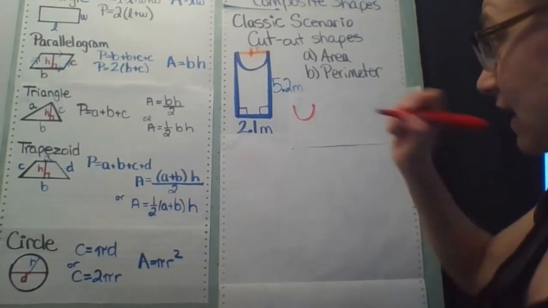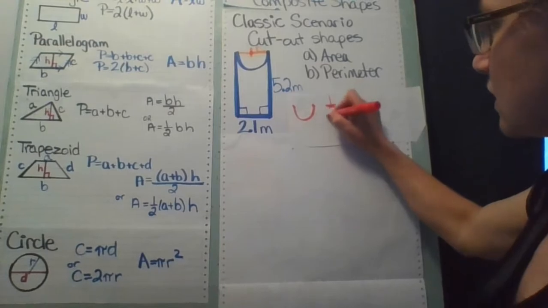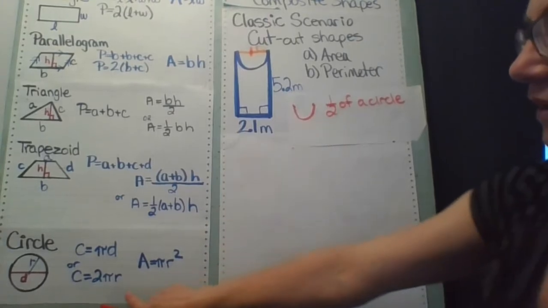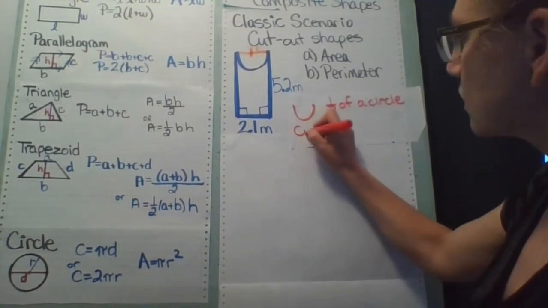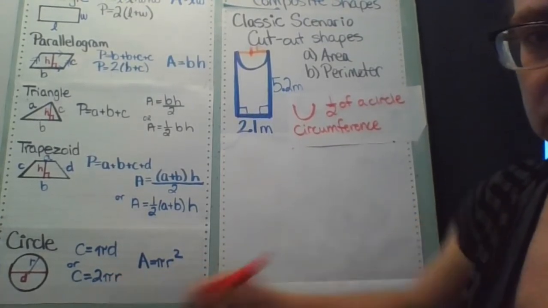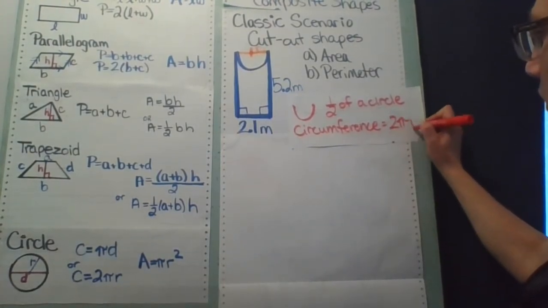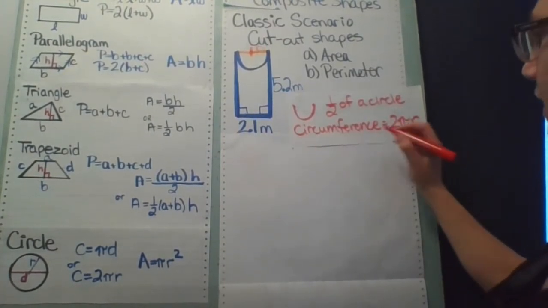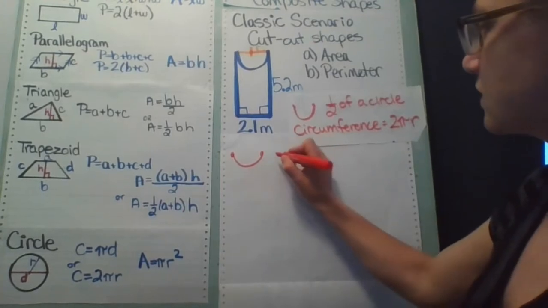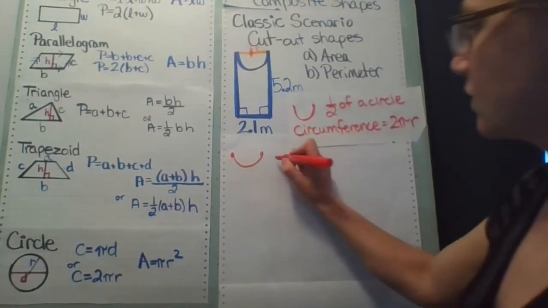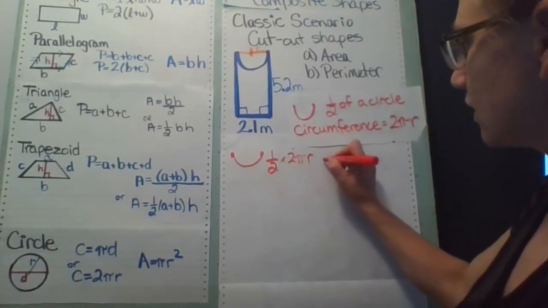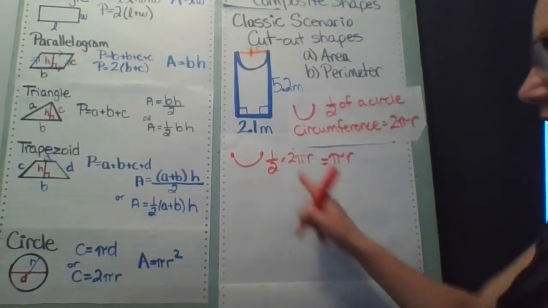is to recognize the fact that that is half of a circle, right? And remember, the path around the outside of a circle is my circumference. So circumference is 2 pi r. Well, if I only want half of that, then that path length there is going to be equal to half of 2 pi r, which is just going to be equal to pi r, because the 2's are going to cancel out.